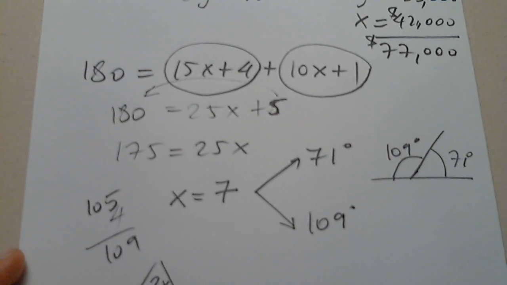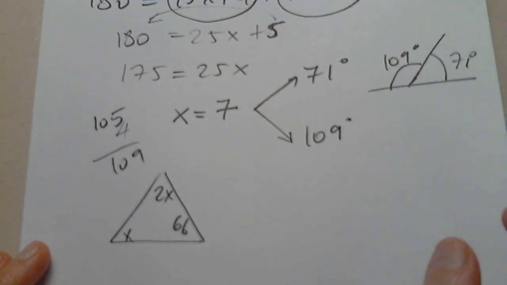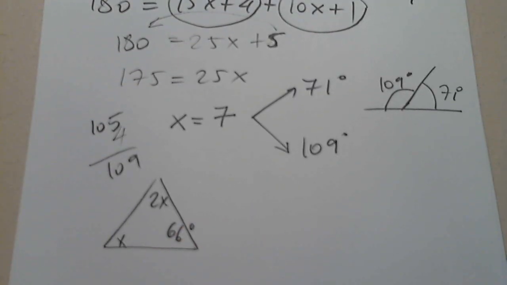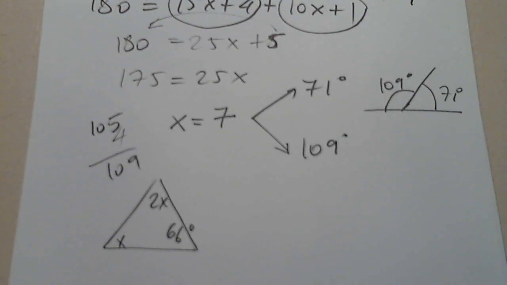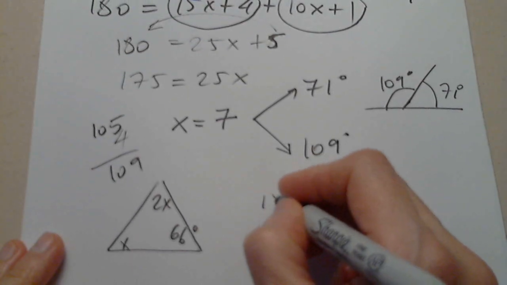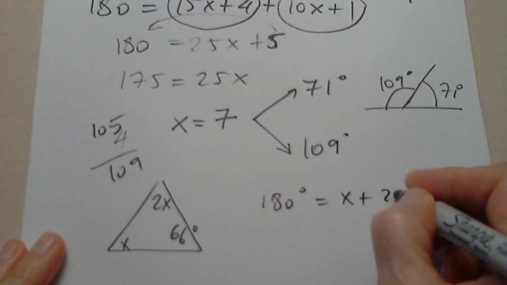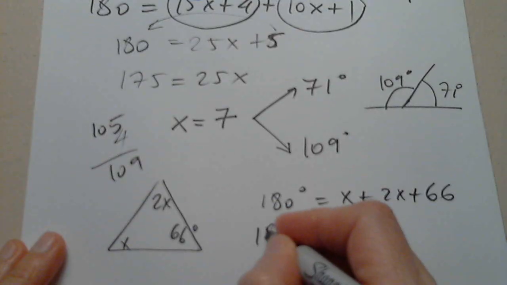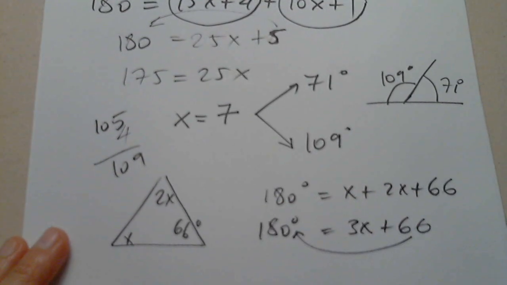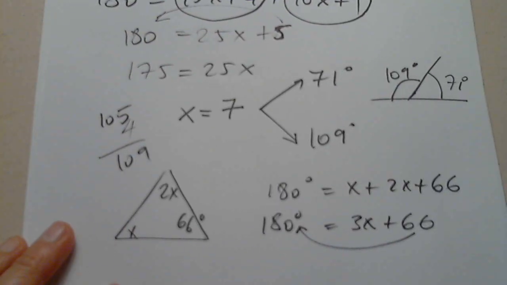What would you write to solve for x and determine all angles? We have one angle, but we want to determine the other two. What equation would you create and solve? 180 equals 3x plus 66. Yes, x plus 2x plus 66. Indeed, 180 equals 3x plus 66. We have to move 66, changing its sign to the other side.